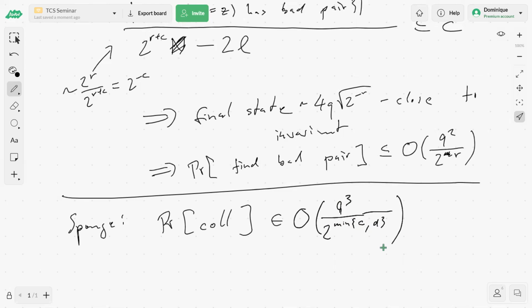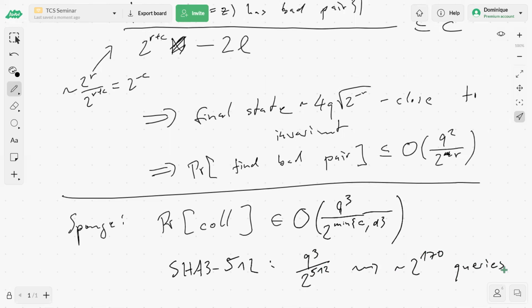For the SHA function, D is always smaller. So for example, for SHA-3 512, we get Q3 divided by 2 to the 512, which means you need around 2 to the 170 queries to break it, at least in the generic setting.